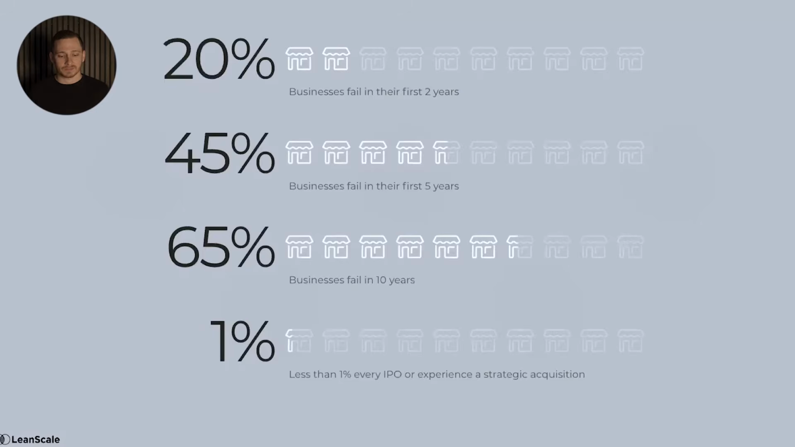So a couple statistics too that I think are really interesting that will frame the importance of having a good growth model: 20% of businesses fail in their first 2 years, 45% of businesses fail in their first 5. It gets worse once you get to 10 years, 65% fail, and less than 1% ever make it to an IPO or strategic acquisition. And the main reason is poor planning. So growth modeling is going to help you set up the groundwork, set up the foundation to get your company in a position to stay in business, achieve your strategic goals, and be a company of consequence.